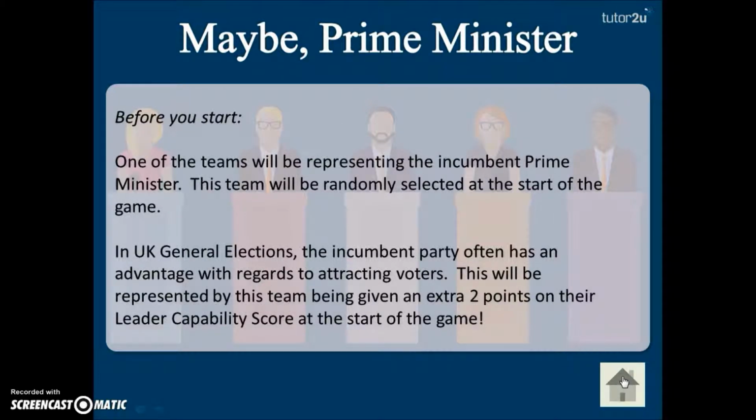However, just before we start, we're going to give an advantage to one team. One team is going to be selected as the incumbent party, the incumbent Prime Minister. And that person is going to be given an extra 2 points to their leader capability score, trying to mimic real life, where the incumbent Prime Minister has a slightly better chance of winning the election because people know what they're like and have some record to go upon. So the first thing that happens is one of the 5 teams is randomly selected to be the incumbent Prime Minister. At the moment, the teams don't know which one that is, and in fact, none of us know because it's selected randomly.